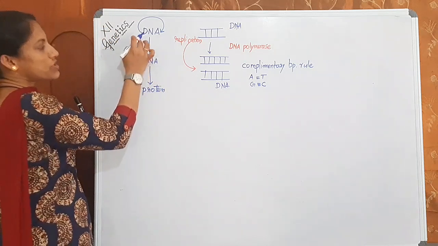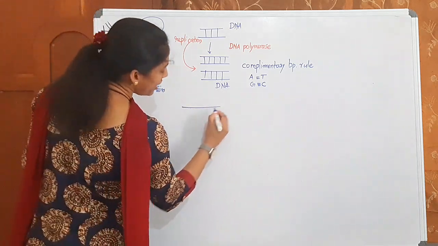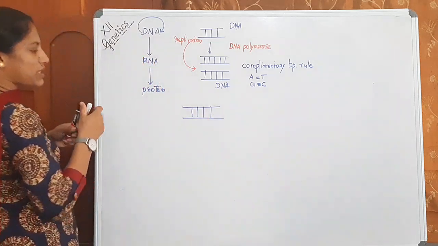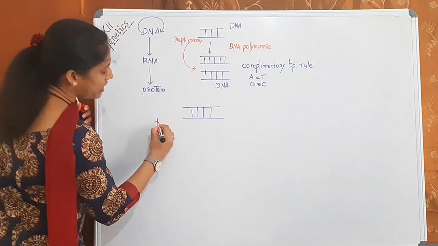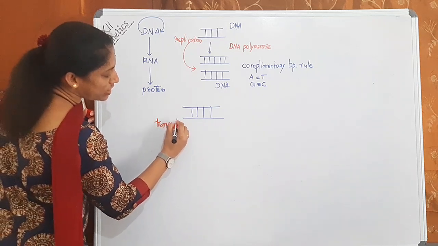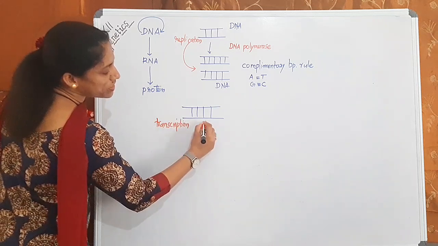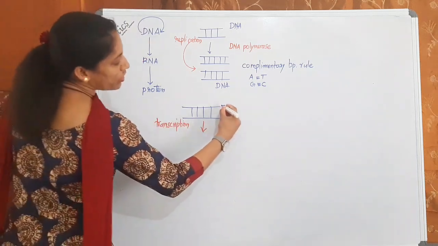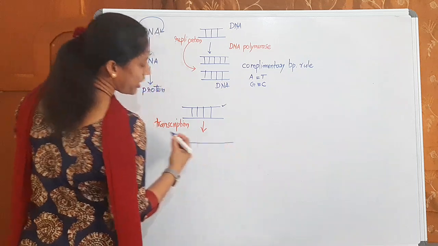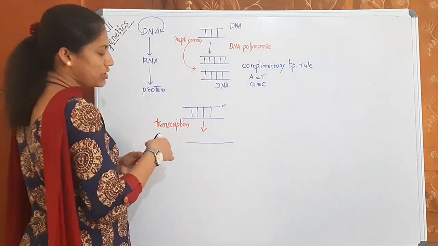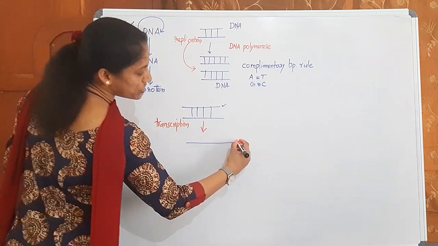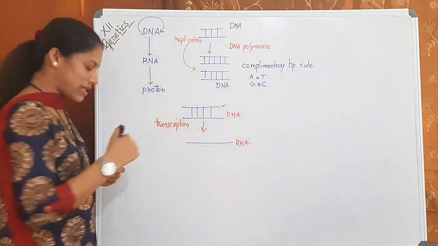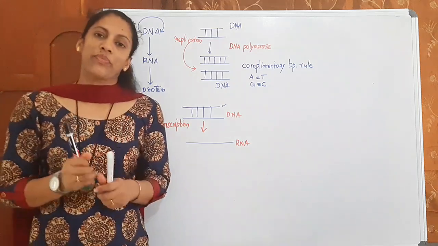Then the next process, DNA to RNA. What is the process called? It is called transcription. When DNA is copied to RNA, it is called transcription. Then what is the principle for transcription? Only one strand is copied. This strand is the template strand, and what is produced is RNA from DNA. The process is transcription. The enzyme is RNA polymerase.